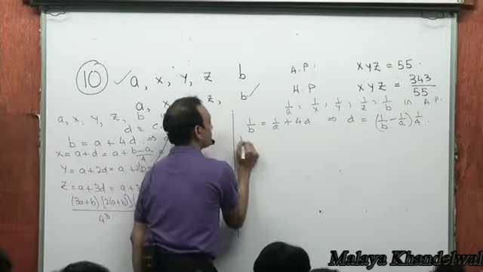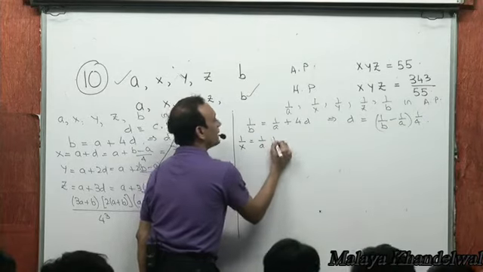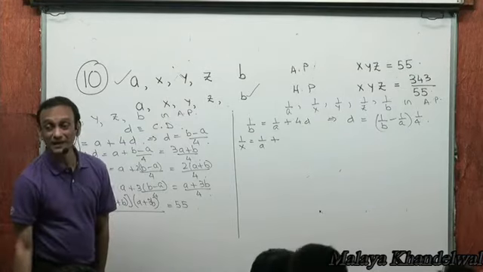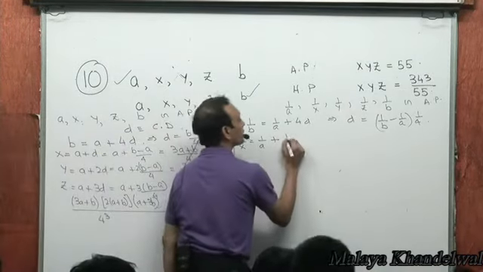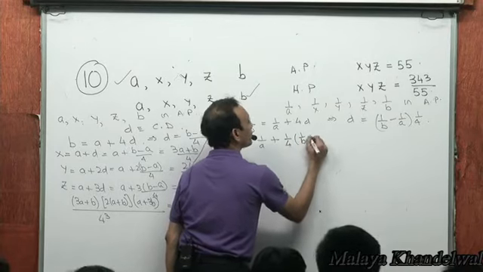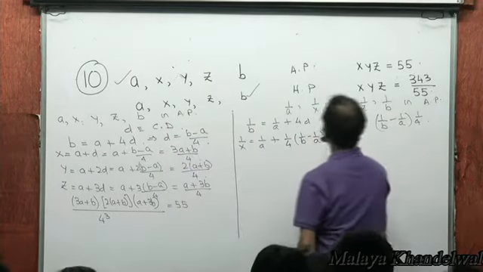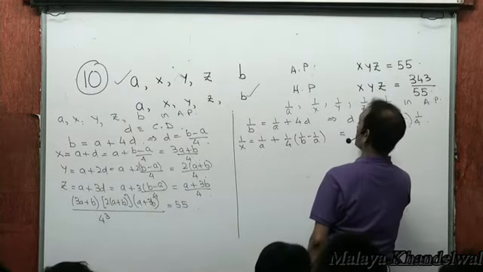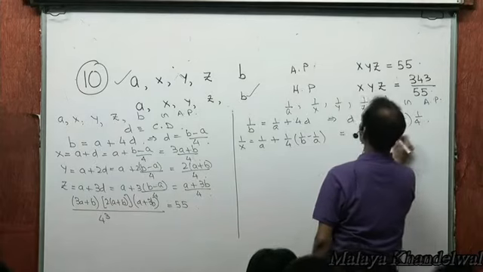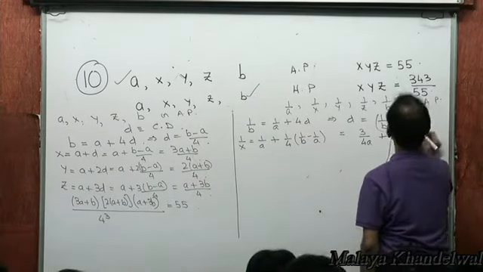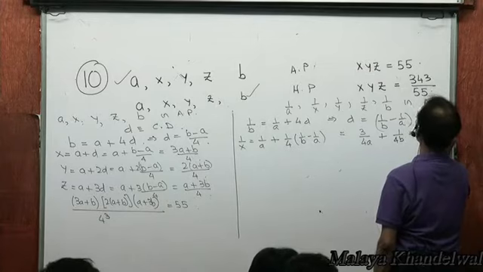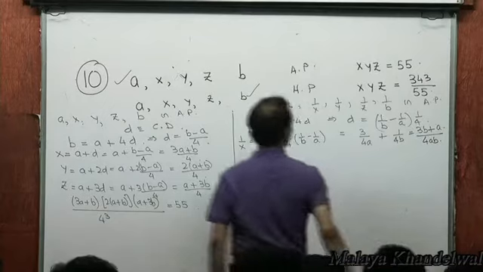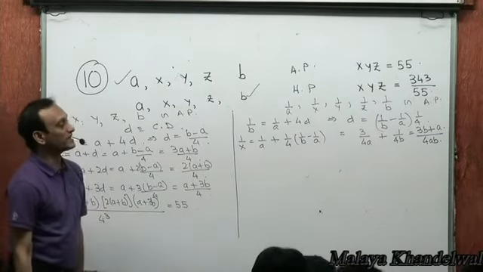What would 1 by x be? 1 by a plus D. Which is 3 by 4a plus 1 by 4b, which is (3b plus a) by 4ab. (3b plus a) by 4ab.